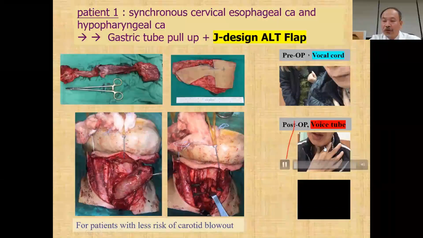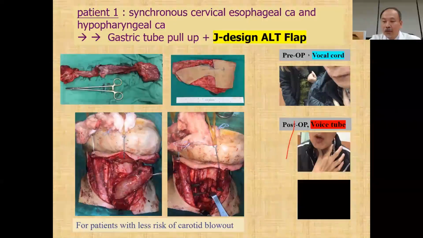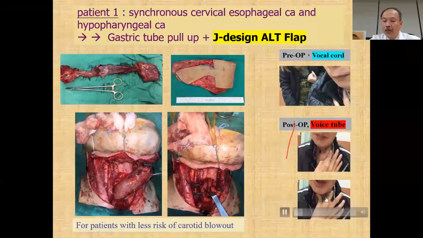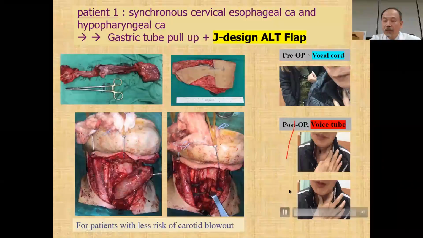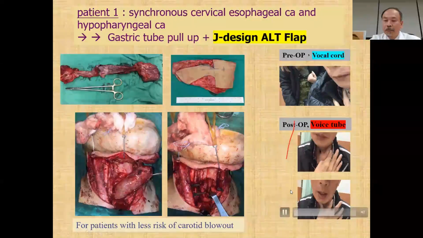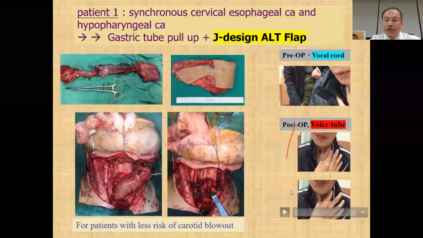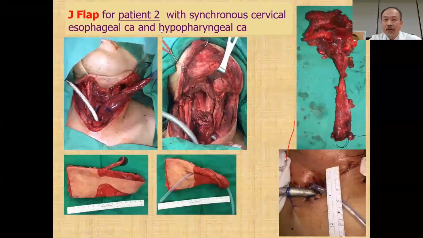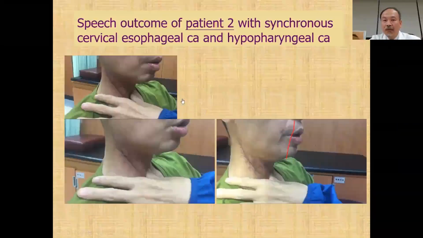And this is the patient use the voice tube. And this is another case. Similar, they have synchronous esophageal cancer and hypopharyngeal cancer. So the gastric tube pull up to here, and then the suture the posterior wall. And then we use a patch skin to reconstruct the esophagus. And also again, the voice tube external orifice. And this is the speech outcome.